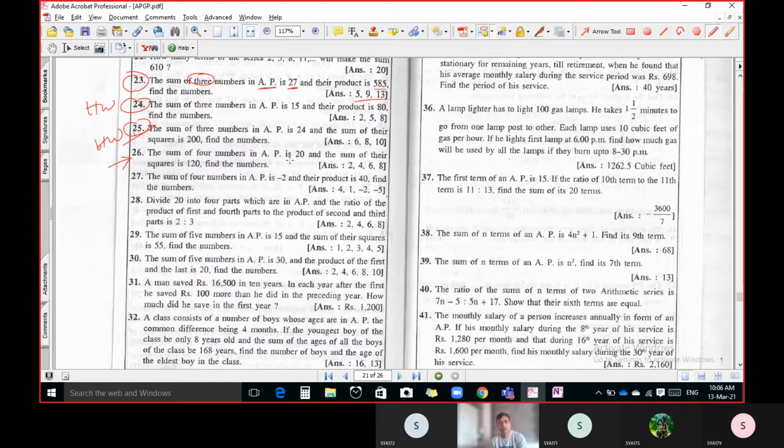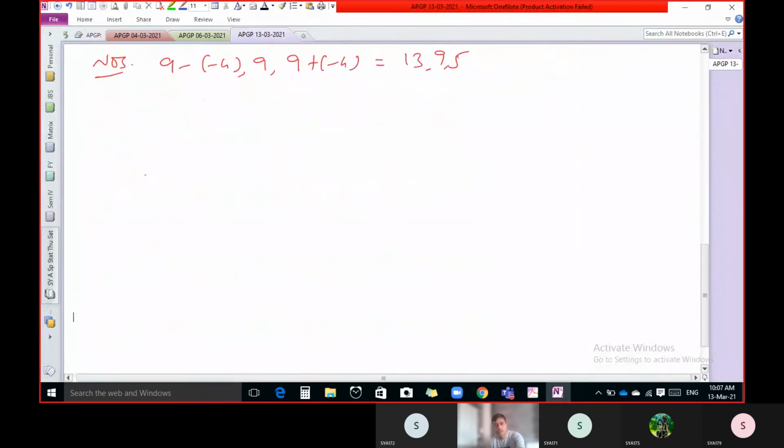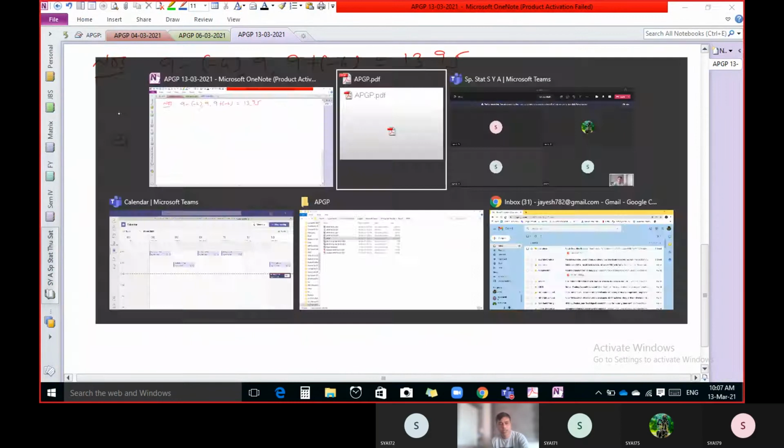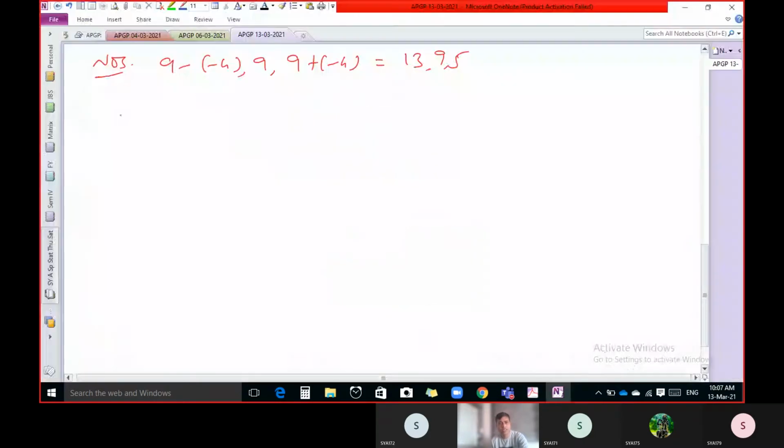Sum of four numbers in AP is 20. Now instead of three numbers there are four numbers, and the sum of their squares is 120. Find the numbers. So does any of you know which four numbers we have to assume in AP? And we get a very quick answer.